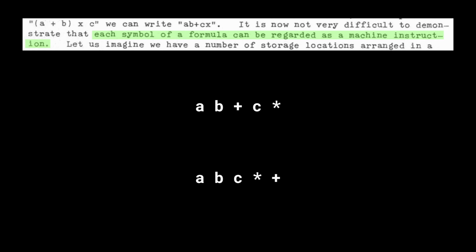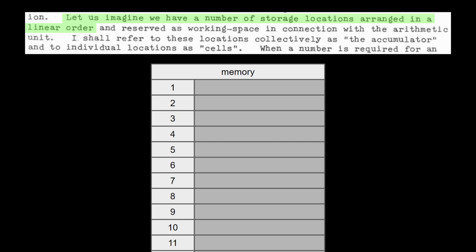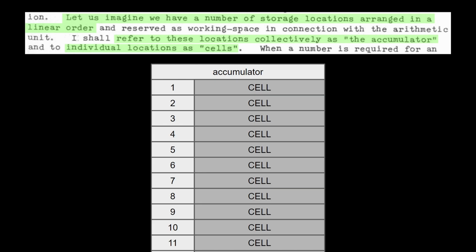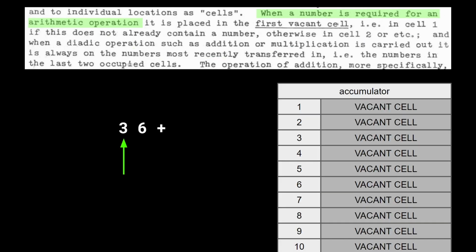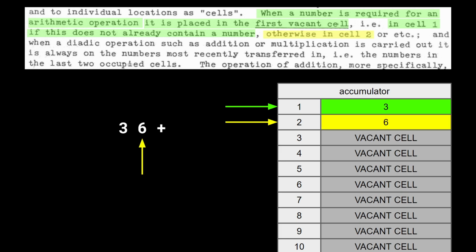To evaluate an expression, each symbol of a formula can be regarded as a machine instruction. We can imagine that we have a number of storage locations arranged in a linear order. It refers to these locations collectively as the accumulator and individually as cells. So when a number is required for an arithmetic operation, it is placed in the first vacant cell. So cell 1 if this does not already contain a number, otherwise in cell 2.